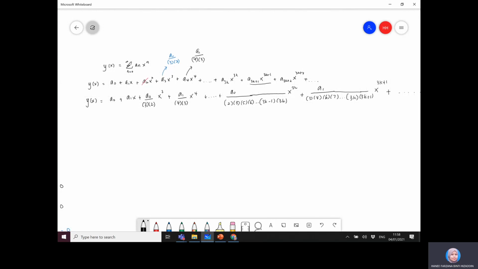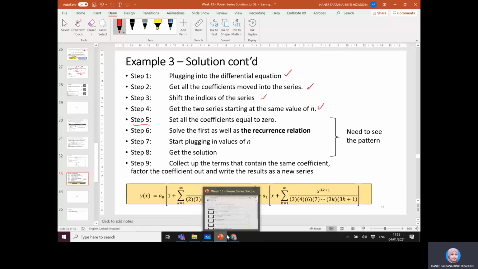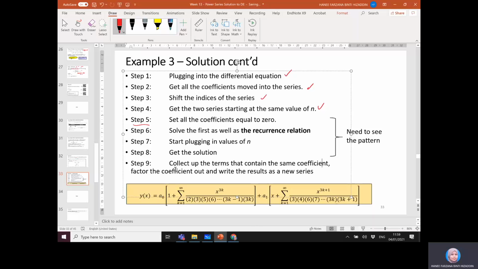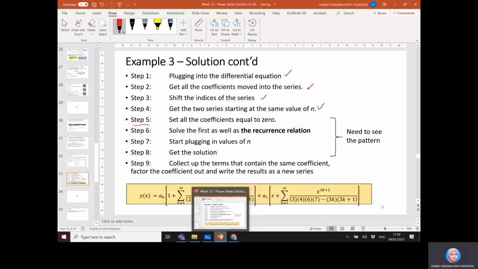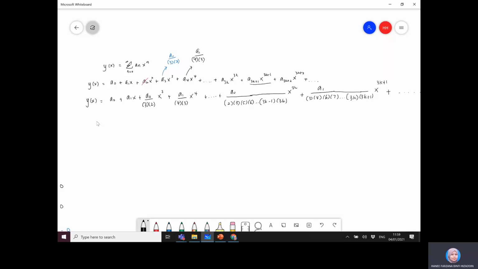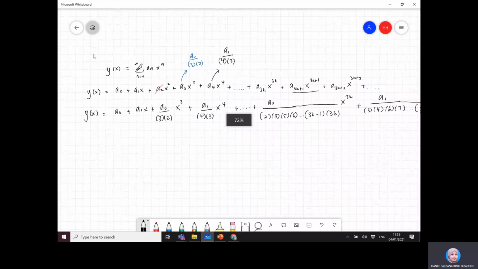Then what's the next step? Now you see the pattern and you get the solution. So step 9, the final step, is to collect up all the terms that contain the same coefficient, factor the coefficients out, and write the result as a new series. So now you have everything in terms of A0 and A1. You collect all the terms in terms of A0 and A1.